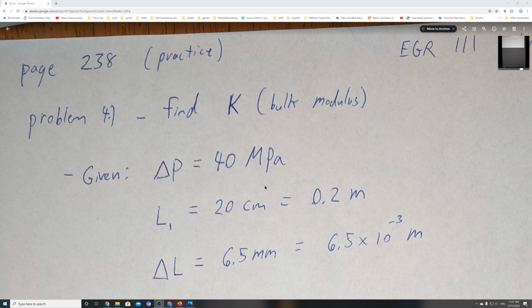What we can recognize here is that it actually doesn't matter what units we use, as long as these two match each other. But we'll convert over to meters. So 20 centimeters is 0.2 meters, because there are 100 centimeters in a meter. And there are 1,000 millimeters in a meter, so this one comes to 6.5 times 10 to the minus 3 meters. I made those conversions directly up front.